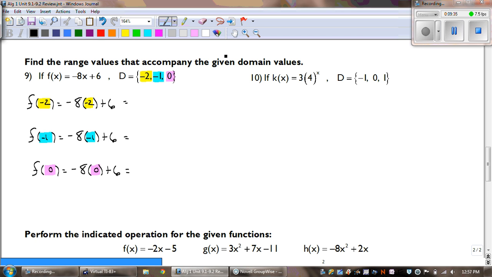So for f of -2, what did you end up getting? -8 times -2. That's 16, and 16 plus 6 gives us 22. For -1, -8 times -1 is 8, and 8 plus 6 gives us 14. And then the last one, negative 8 times 0 is 0, and 0 plus 6 is 6. So the way we would write our final answer would be that our range is 6, 14, and 22.